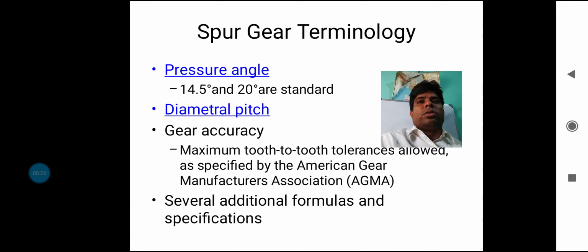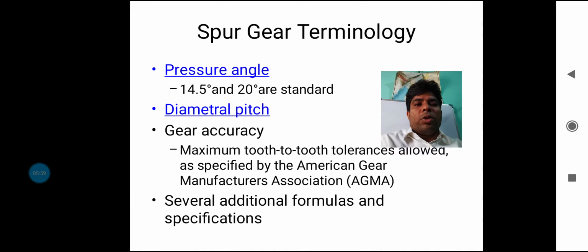Now next is contact ratio. Contact ratio is the number of pairs of teeth engaged at any instant. Suppose the total number of teeth or pairs of teeth are connected or engaged at any instant with the other gear, that is called the contact ratio.